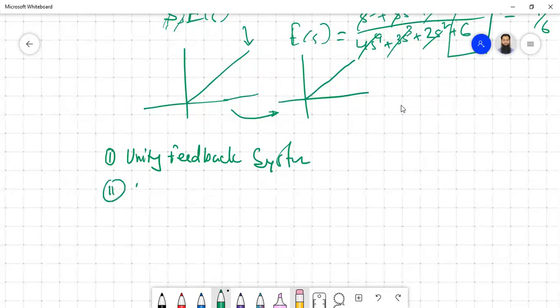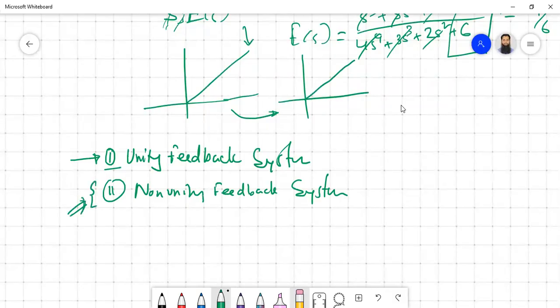And the other one is the non-unity feedback system. We'll actually focus on the unity feedback system first. Then we'll use the same idea to derive for the non-unity feedback system, and it will be discussed at the end of the chapter. So now in this unity feedback system, we'll start with using two parameters.